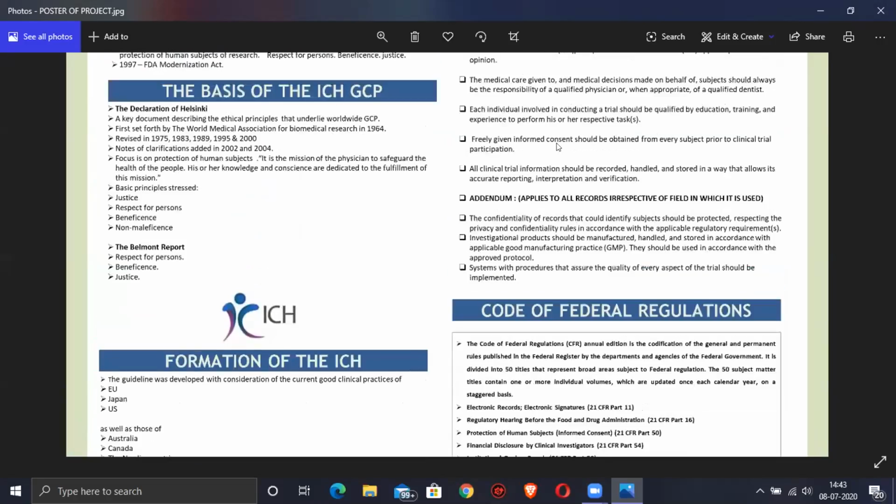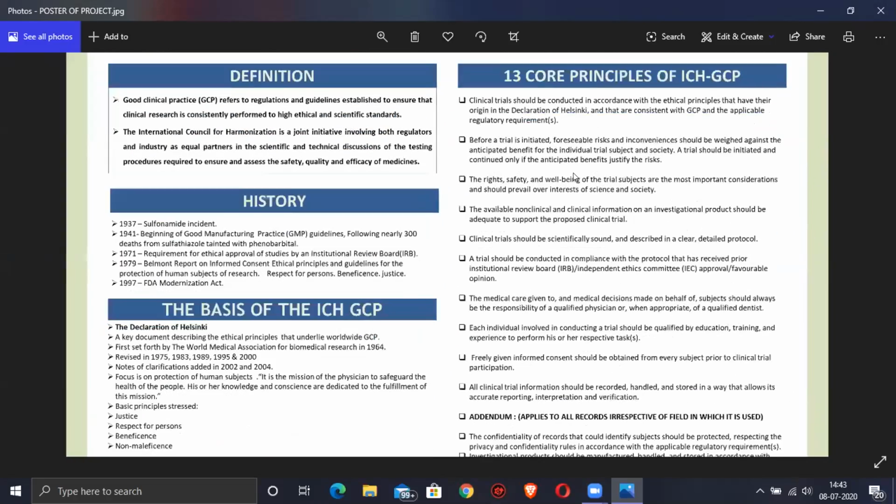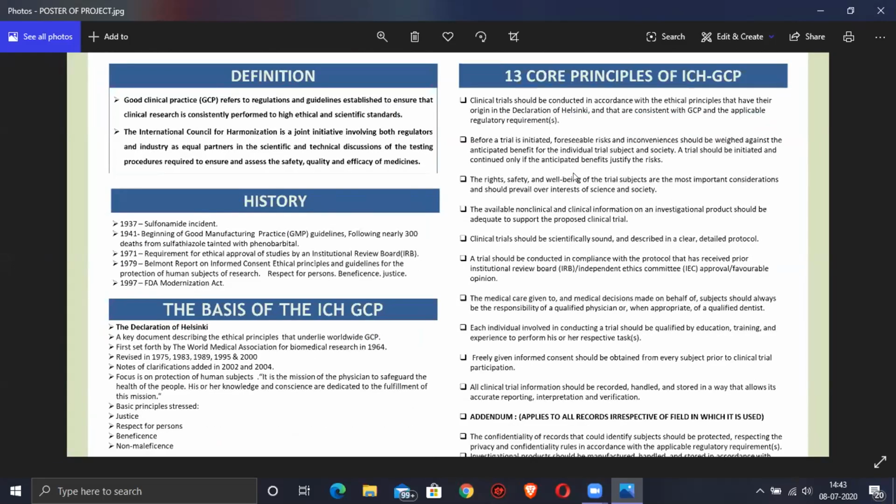Now let's move on to the 13 core principles of the ICH GCP. What does the ICH GCP actually say? The first core principle is that clinical trials should be conducted only in accordance with the ethical principles having their origin in the Declaration of Helsinki, which is to respect the subjects, ensure their safety, and to give them justice and to avoid malfeasance, and consistent with GCP and applicable regulatory requirements depending upon whichever country it's being conducted in.